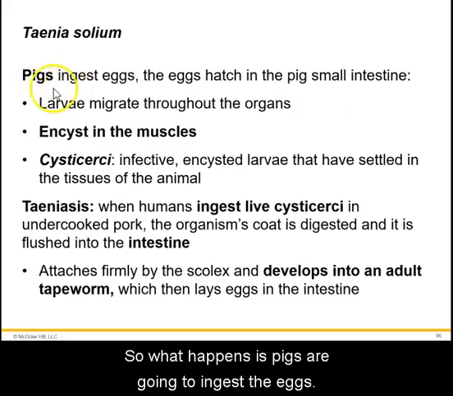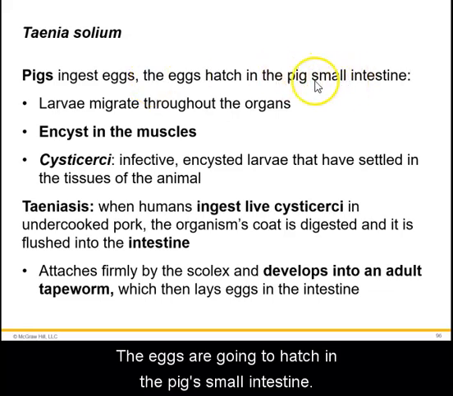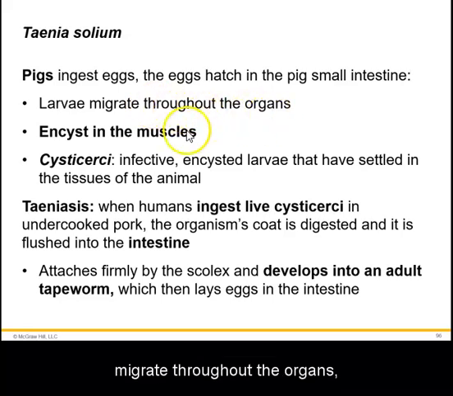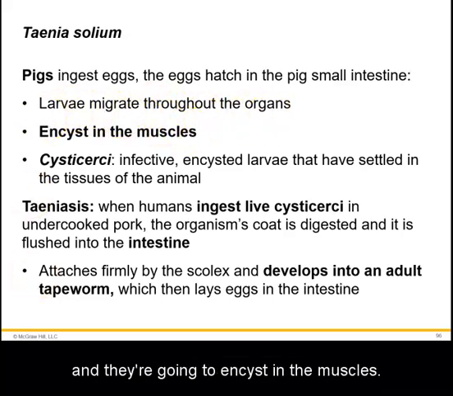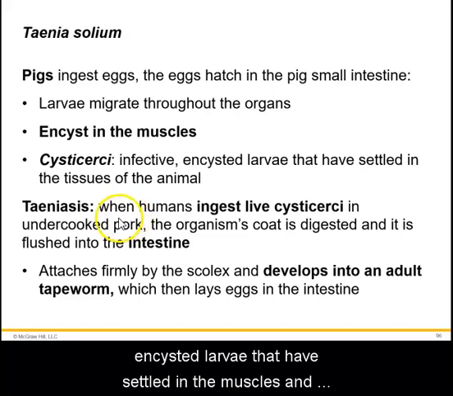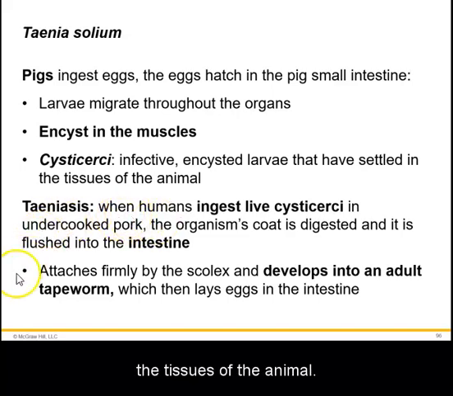So what happens is pigs are going to ingest the eggs. The eggs are going to hatch in the pig's small intestine. From there, the larvae are going to migrate throughout the organs, and they're going to encyst in the muscles. Now, cysticerci are the infective, encysted larvae that have settled in the muscles and the tissues of the animal.